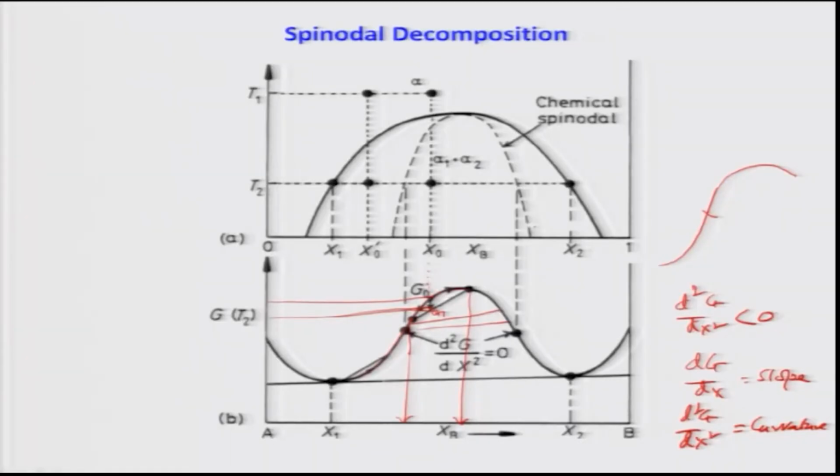curve. That dotted curve which is shown here is known as the chemical spinodal, and that means any alloy composition within this range will undergo decomposition, as I just now told you, spontaneously decompose into two different phases at temperatures below this. Okay. That is what is known as spinodal decomposition. I hope I am clear to you, understandable to you also.